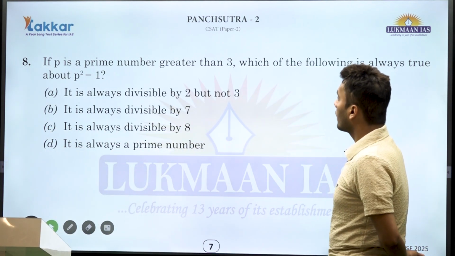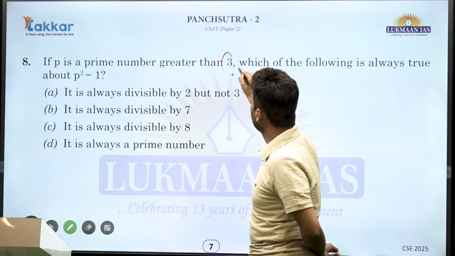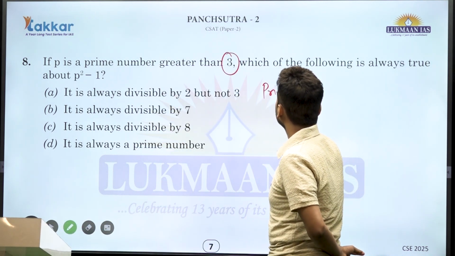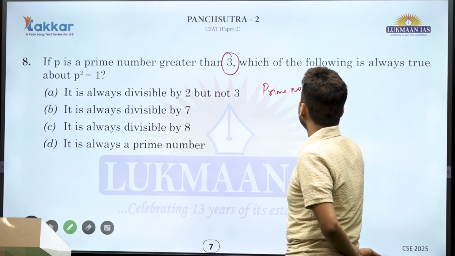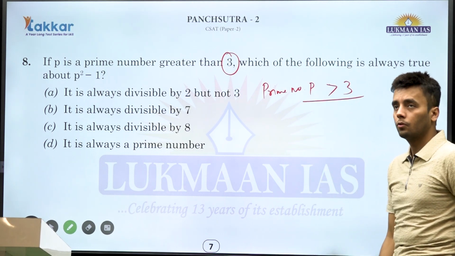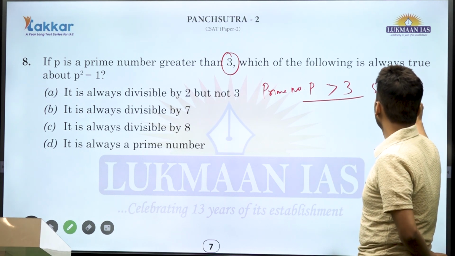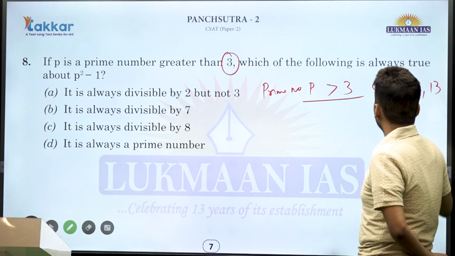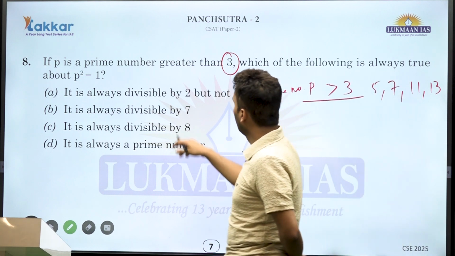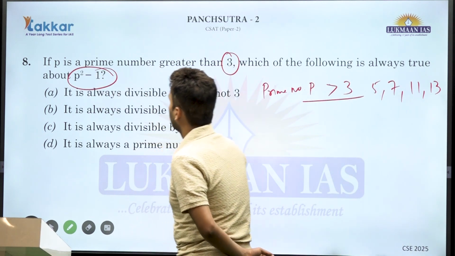If P is a prime number greater than 3, so what is the information given? P is a prime number, and it is greater than 3. So what are the prime numbers greater than 3? They are 5, 7, 11, 13 and so on. Which of the following is always true about P square minus 1?